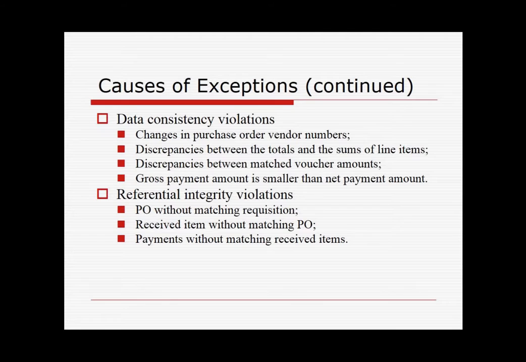That's validity. Now consistency. Changes in purchase order vendor number. Discrepancy between totals and sum of line items. You know, this is something that they used to do. They used to have a 10 key, and they added each item to see if the addition on the voucher is correct. Today, computers don't make a lot of mistakes, but you do also verify sometimes because there might be exceptions in the program.